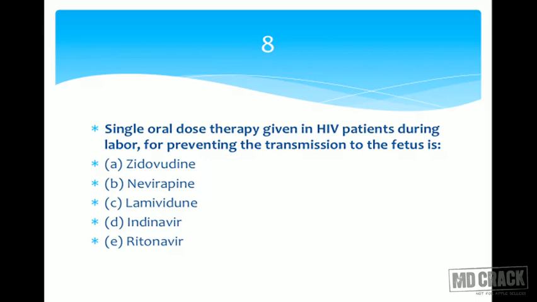If you know the first two drugs, zidovudine and nevirapine, they are used for this particular prophylaxis. But zidovudine has to be given more continuously, for longer periods of time. And nevirapine, a non-nucleoside reverse transcriptase inhibitor, that's NNRTI, is able to prevent the transmission to the fetus when given in a single oral dose. So the answer to question number 8 is nevirapine. Please remember the two drugs, zidovudine and nevirapine, for prophylaxis in pregnancy, and the answer for the question single oral dose therapy is always going to be nevirapine. Zidovudine has to be given for a fairly long period of time.